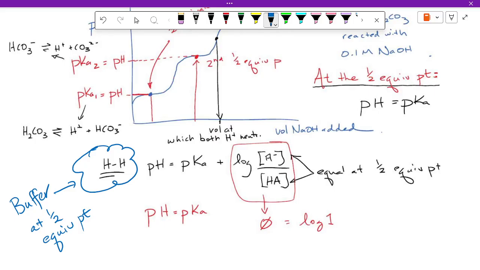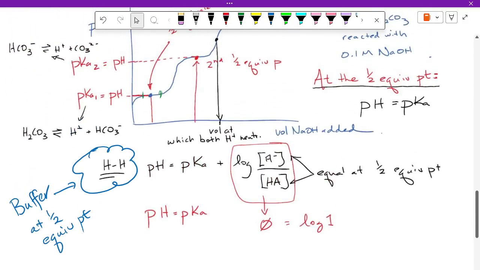Now, when you're at the actual half equivalence point, not right before it, not right after it, but exactly at the half equivalence point, A minus and HA are the same, and the log of 1 is 0. So this term becomes 0. So pH is equal to pKa at the half equivalence point. Always. And that's it for polyprotic acids. Done.